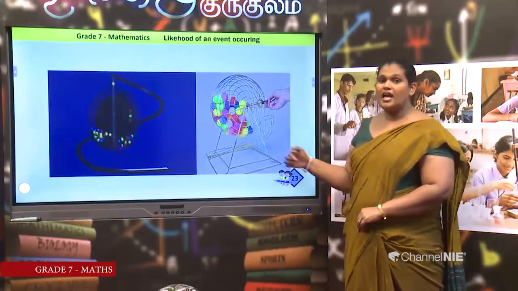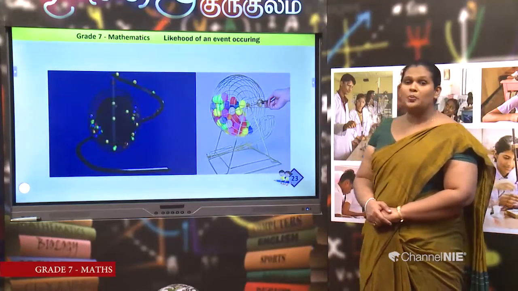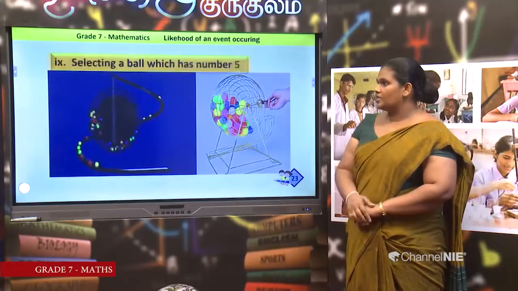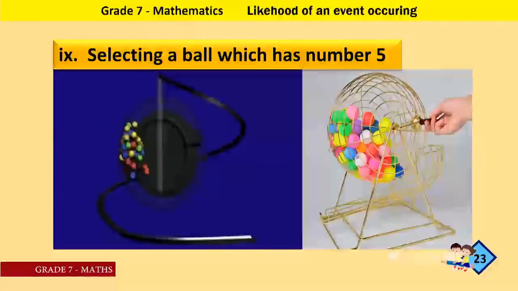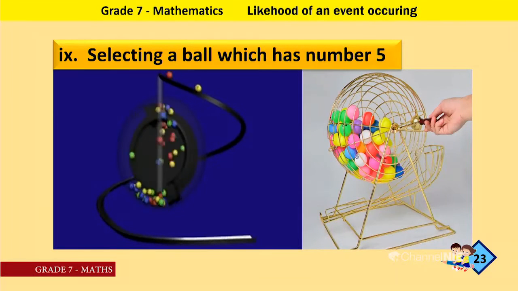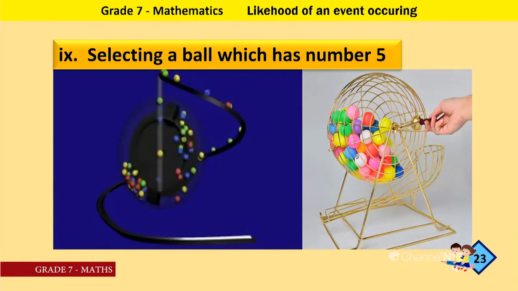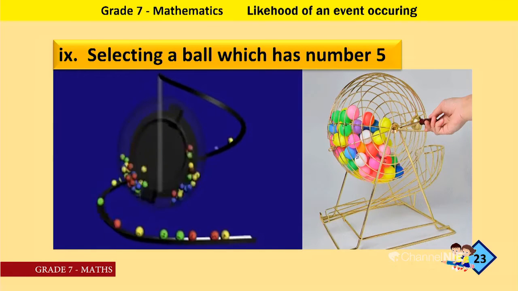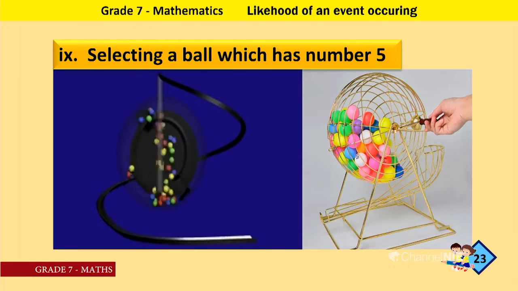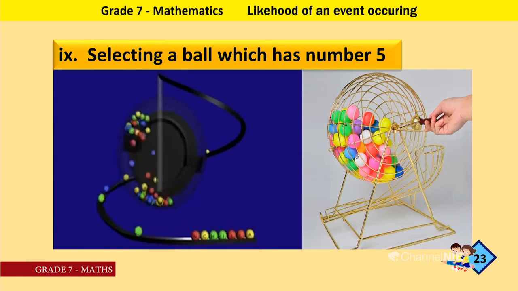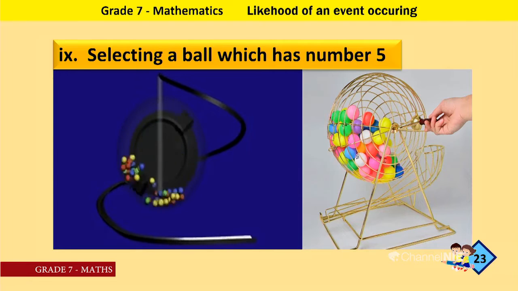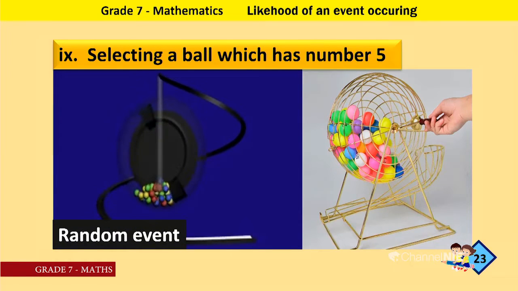Right. Here I can see some balls in this spin wheel. Now, my event is selecting a ball which has number 5. We have to do the experiment and obtain the outcome and check whether the number 5 is going to come or not. Beforehand, we can't predict the outcome. We can say all the outcomes, but we can't exactly say what would happen as the result. Therefore, it's again a random event.